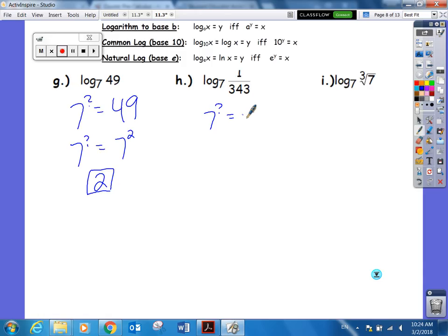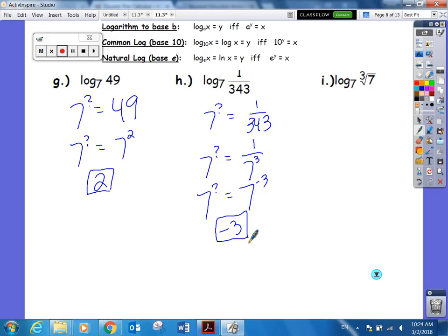7 to the what equals 1 over 343. So 343 is 7 to the third. If we need like bases, 7 to the what equals 7 to the negative 3. So it is negative 3. Some of you can get that from the original problem. You don't have to show any work. You can just come up with those answers.